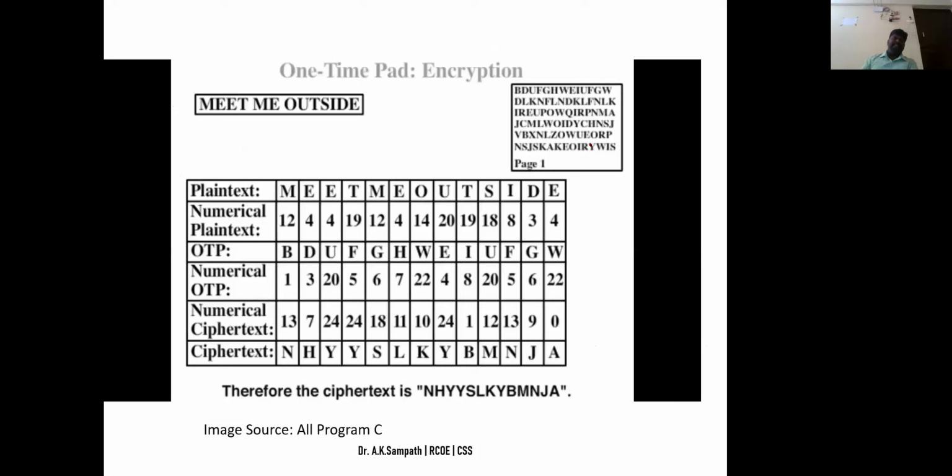Now, with this diagram, I'll try to explain how the one-time pad can be achieved, encryption as well as decryption. Here also we are going to use the numerical mapping for the alphabets. The information I am going to transfer is meet me outside. That is the plain text I want to encrypt using the one-time pad. The corresponding numerical value of m is 12, and then e is 4, t is 19, and m is 12, and so you can map this.